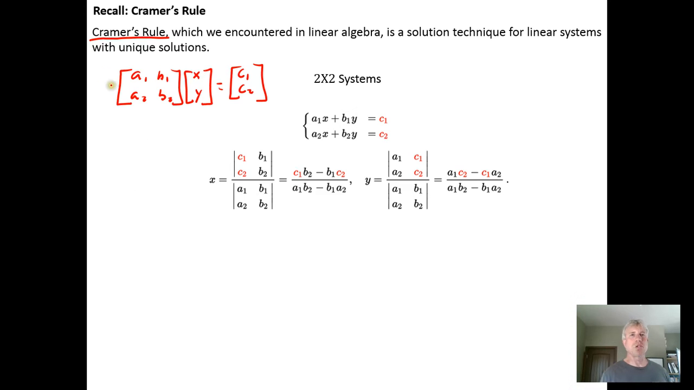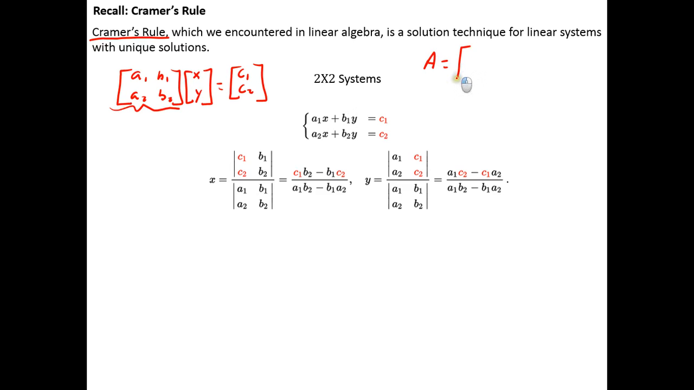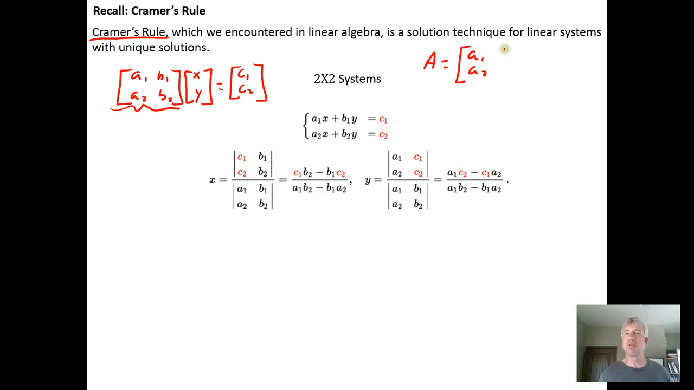And then we usually called this coefficient matrix right here, we usually named it A. So we said A equals a sub 1, a sub 2, and then b sub 1, b sub 2. And then we talked about calculating the determinant of A, which is just the determinant of the coefficient matrix.